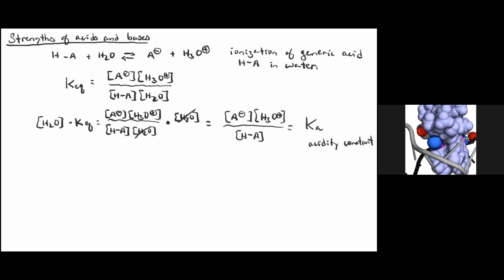And so the Ka gives me a sense for how much a given acid dissociates in water. And the values of Ka vary over many, many different orders of magnitude, depending on the species. And so to make it easier to talk about, we use a log scale. And so we would define the pKa as equal to minus the log Ka. So the two important relationships to remember are this one and this one.